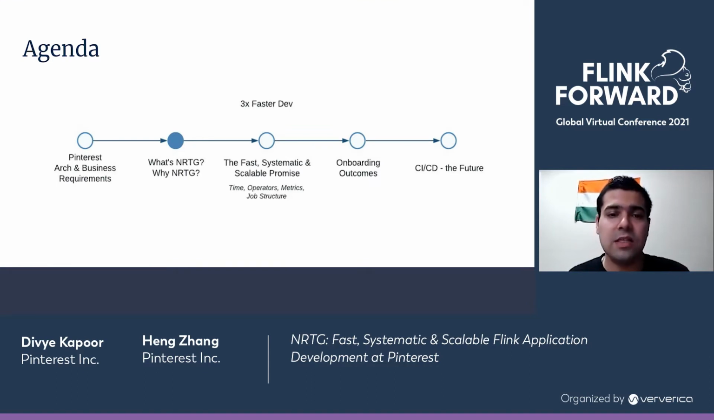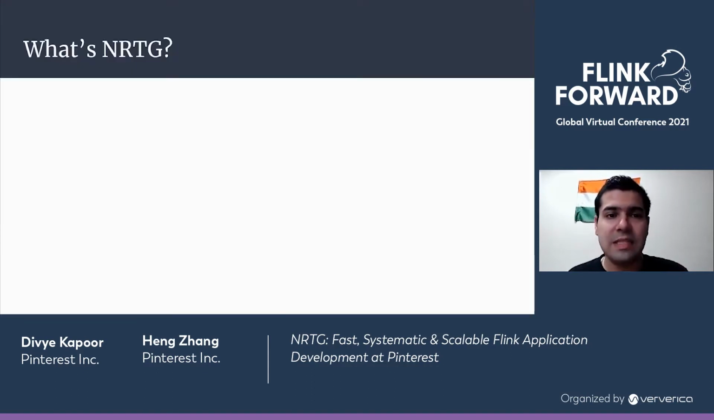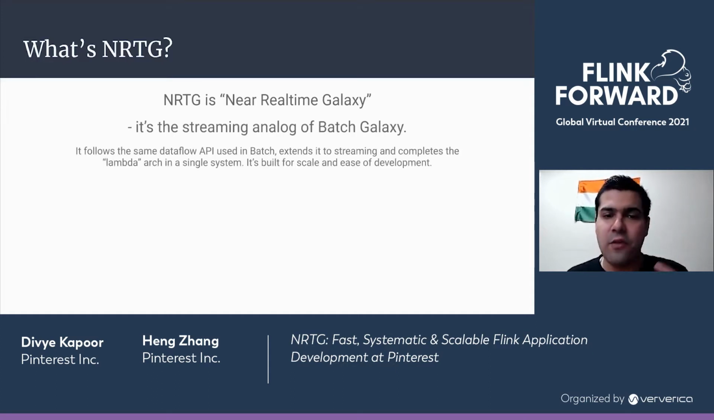And that's what causes NRTG to be built out. So what's NRTG in the first place? NRTG is near real-time Galaxy. From the name, you can think that it's like a streaming analog of the Batch Galaxy. It follows the same data flow API that's used in Batch. It's the same down to the fault, extends it to streaming and completes the Lambda architecture in a single system. It's built for scale and for ease of development.